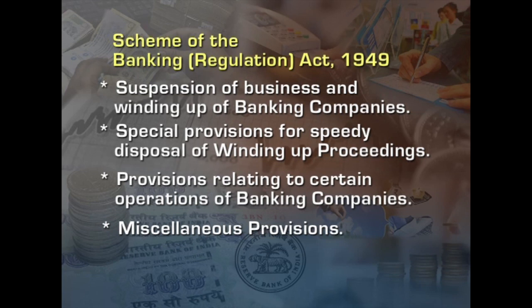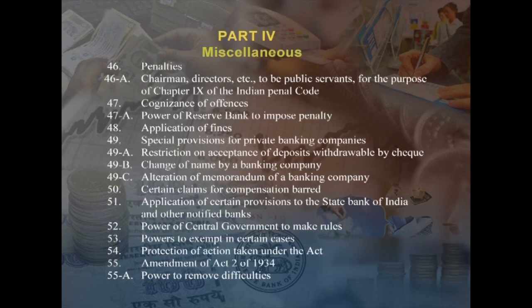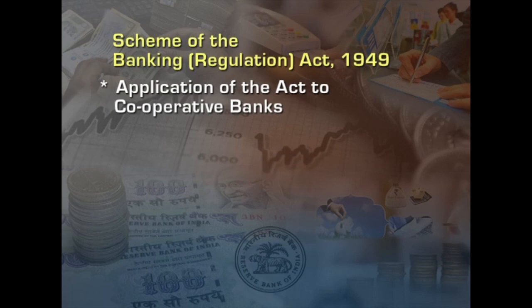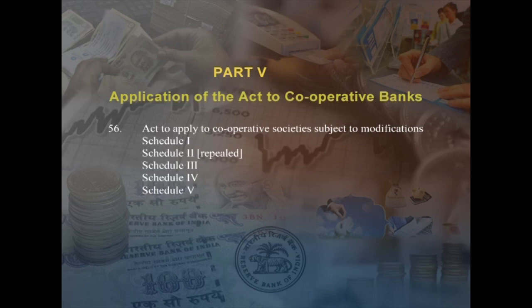Miscellaneous provisions. Sections 46 to 55A and Part 4 contain the provisions relating to penalties, offences, fines, special provisions for private banking companies, power to remove difficulties and such connected issues. Application of the Act to cooperative banks. Section 56 under Part 5 contains the provisions relating to the application of the provisions of the Banking Regulation Act to the banks run under cooperative societies with appropriate modifications.